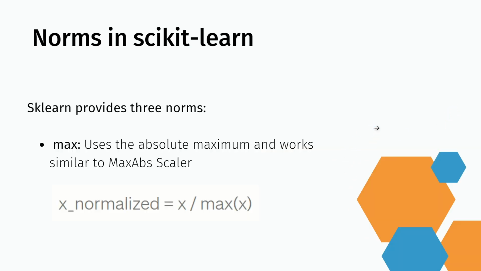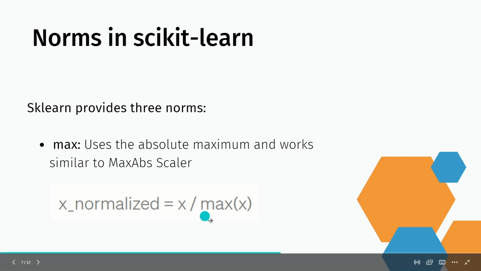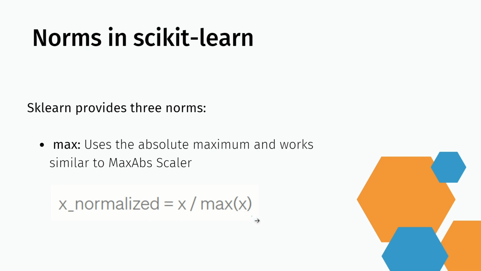Now we'll see the different norms in Scikit-learn. Scikit-learn provides three norms. The first one is max. What max norm does is it basically divides each and every value from that row with the maximum. So it uses the absolute maximum and works similar to the MaxAbsScaler, which we saw in the previous video. Its formula is pretty simple: x normalized equals x upon the maximum of the absolute of x. Over here it's a little bit different in the formula, and that was about max norm.